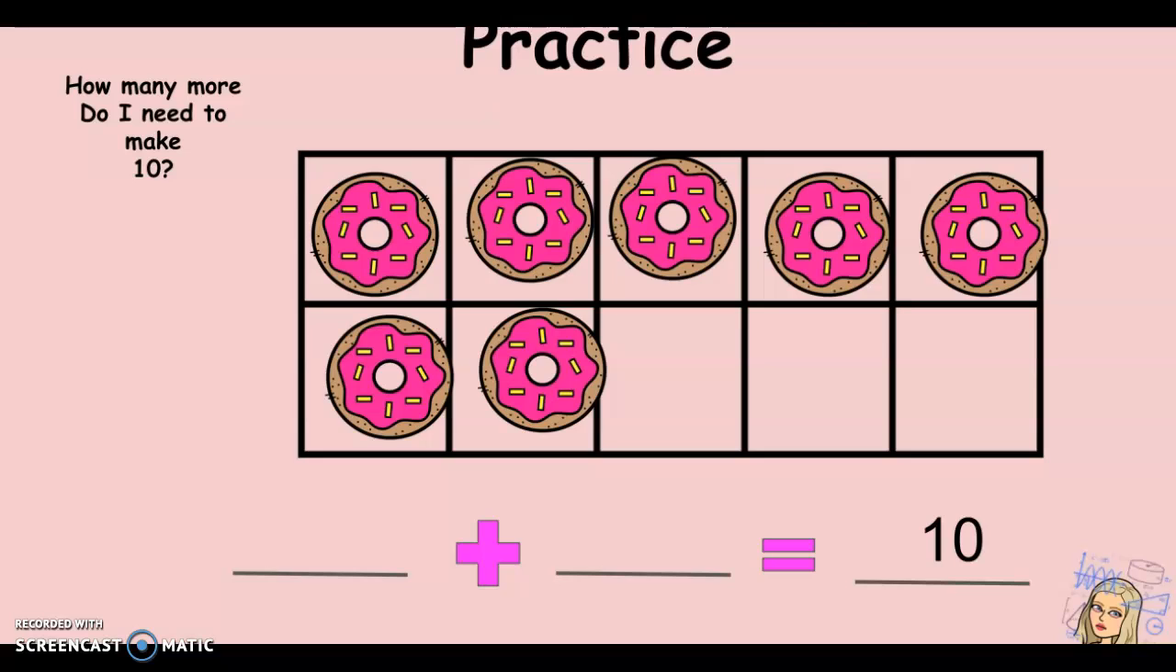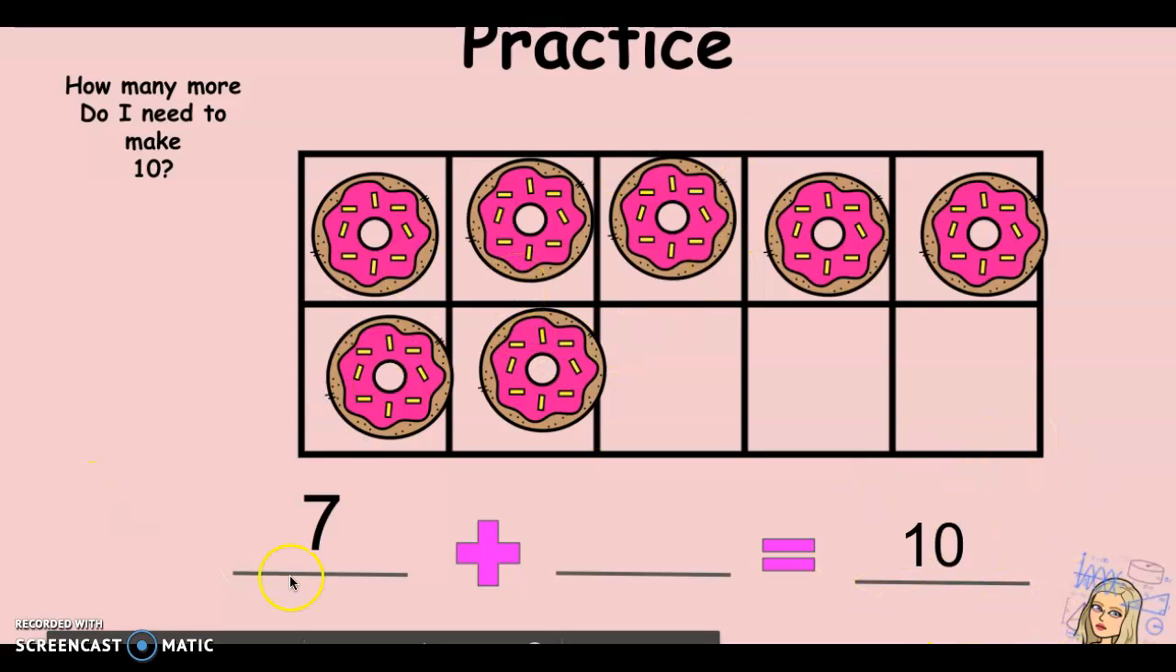So let's start off with identifying how many donuts are inside of our 10 frame already. So how many donuts do you see here? Go ahead and count them and tell me how many donuts are inside of the 10 frame. That's right, 7. And we can count to make sure. 1, 2, 3, 4, 5, 6, 7. So we're going to put 7 right here, and we're going to make an addition equation. So this is our equation. Blank plus blank equals 10.